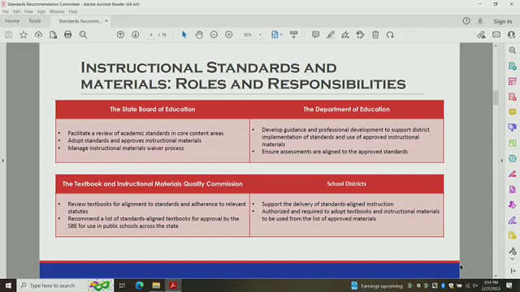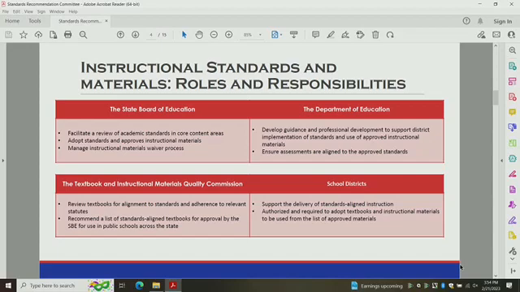You'll see here on this slide, again, the 4 governmental agencies that have some responsibility for setting standards and instructional materials decisions. So I mentioned the State Board. Our primary responsibility is to facilitate the review of academic standards and core content areas. Then our board adopts those standards and approves the instructional materials, that list coming to us from the Quality Commission below. And then we also manage the instructional materials waiver process, so for any district that wants something off the list that's been approved for the Textbook and Instructional Materials Commission.